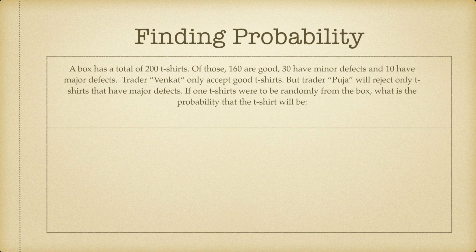So if one t-shirt were to be randomly selected from the box, what is the probability that the t-shirt will be, question 1, acceptable by Venkat, question 2, acceptable by Pooja?